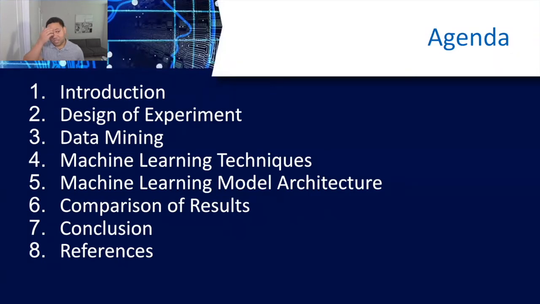So, the agenda today is just going to be a brief introduction of really what transfer learning is and how we can use it in NLP tasks. The design of the experiment that I use, along with the origins of the data. Then we also have data mining, which I dive a little bit more into those origins. Then we're going to discuss some ML techniques. Then we're going to discuss some ML model architectures that I use. And then we're going to compare some results and then finish off with a decent conclusion and some references.